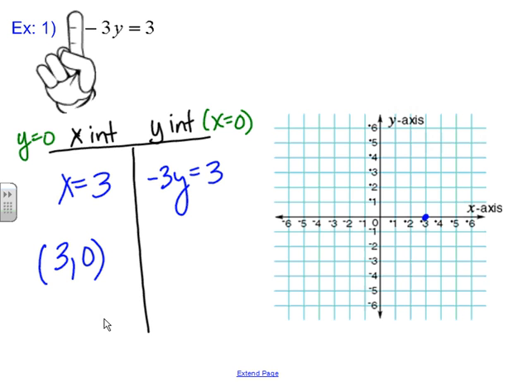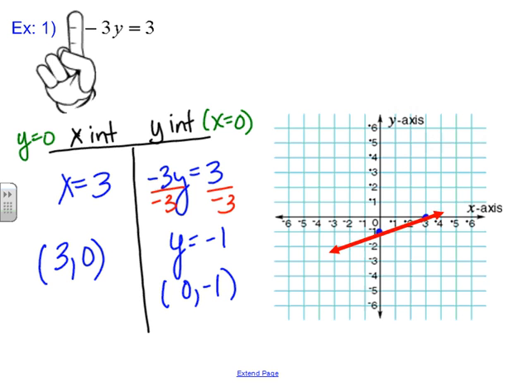And we're just going to solve what we have here. So we're going to divide both sides by -3. Y equals 3 divided by -3 is -1. So now our point is going to be 0 and -1 because we're looking for the y-intercept. So we're going to put a point there. And then what we're going to do is we're going to draw our line through these points.